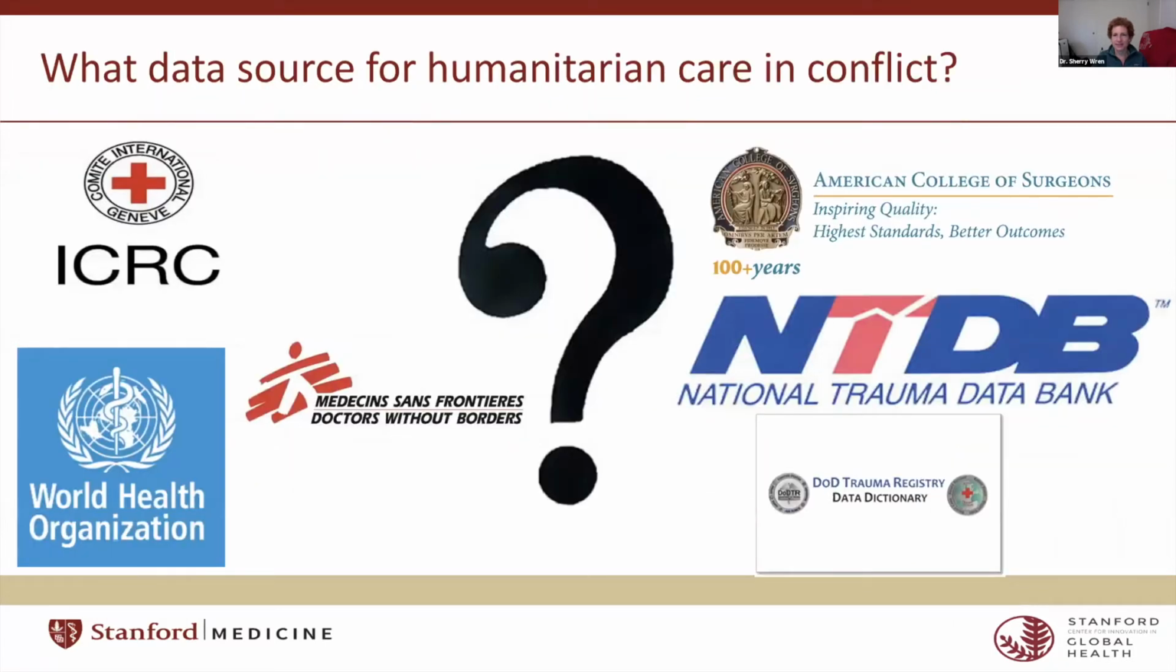So what's this data source? How are we supposed to figure out what we're supposed to be doing? You would hope that in many ways the WHO, ICRC, or MSF would have data that we could look at. We have a lot of data on the civilian side, we have data on the military side, but I can tell you that this data is not actually there.